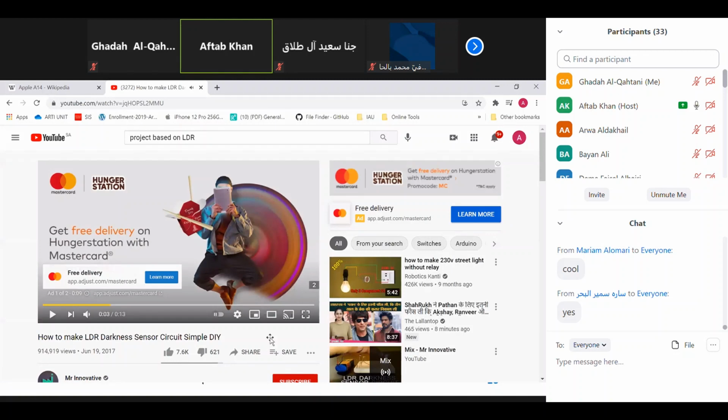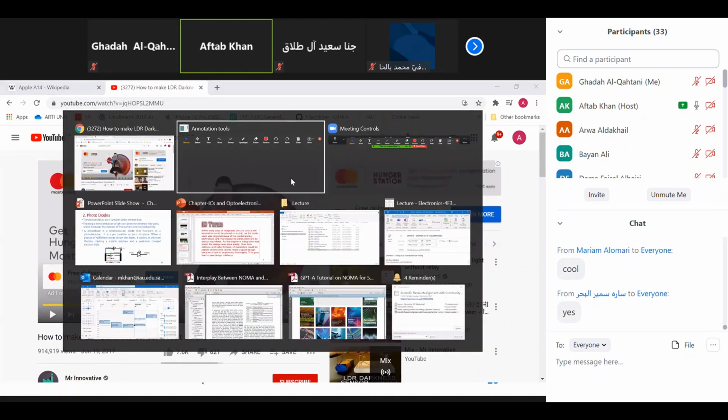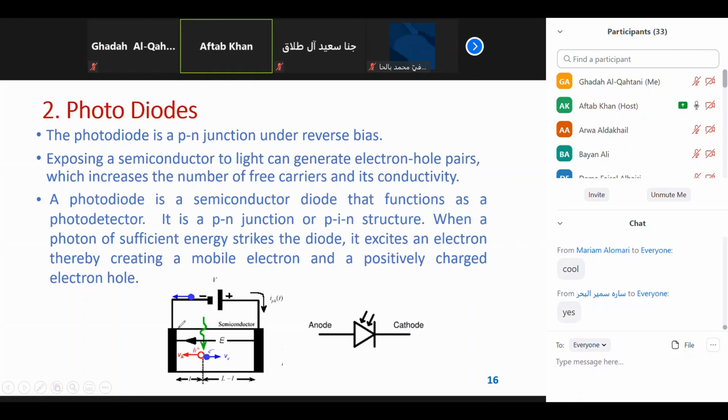Now let's go back to this. Okay, so photodiode. I was explaining to you the photodiode, or in short we call it LDR, light dependent resistor. What is happening there? We have an open region here. We allow the light to fall on this area. And you know how it is connected? It is connected in reverse bias.